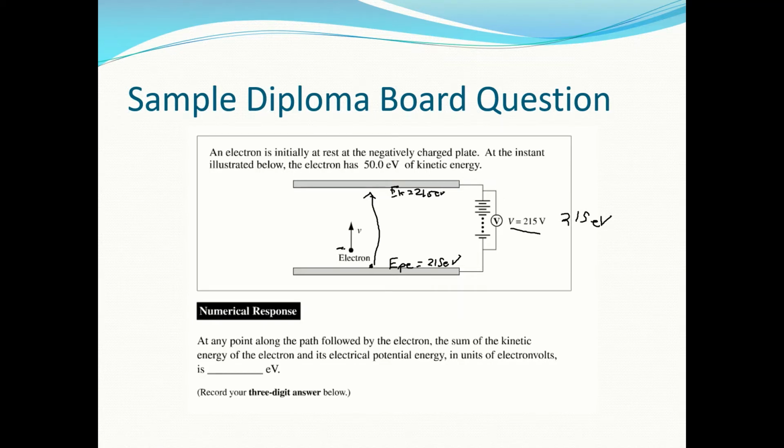And then here, if my EK is 50 electron volts, then it's just going to be, what, 185, 175? 165. So 165 of EPE is going to be right here, and the rest is EK. But it's asking for the total amount, so the total amount is going to be 215 electron volts.